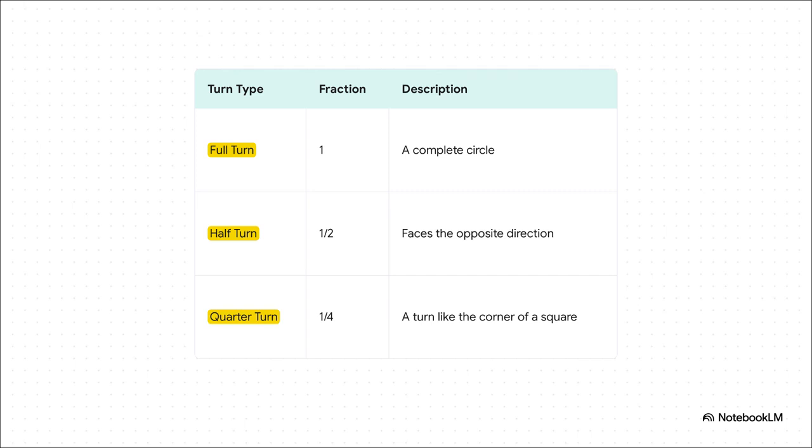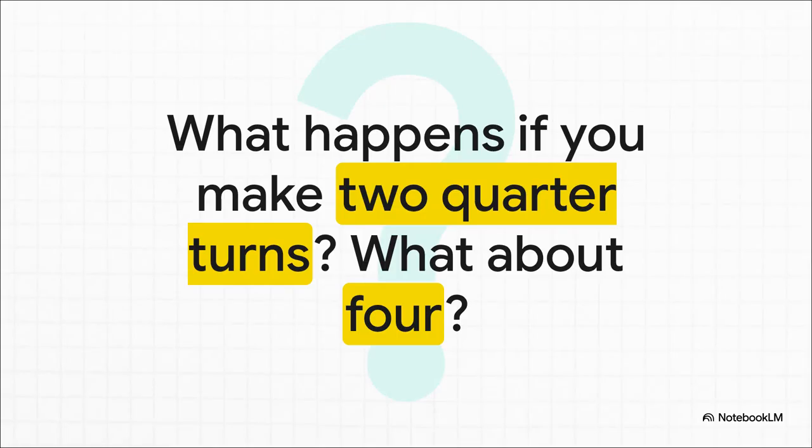So here's the cool part: we can describe all of these basic movements with really simple fractions. A full turn is 1, a half turn is 1/2, and a quarter turn is 1/4. See? No complicated math yet, just simple, intuitive ideas. Okay, so here's a quick question for you. Think about it. What happens if you make two of those quarter turns, one right after the other? And what about four of them? If you can answer that, you've basically got this whole concept down.